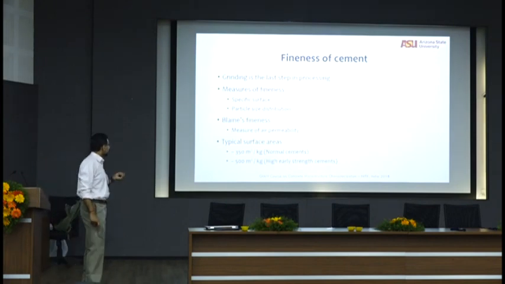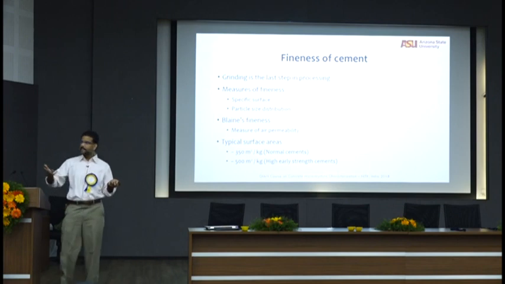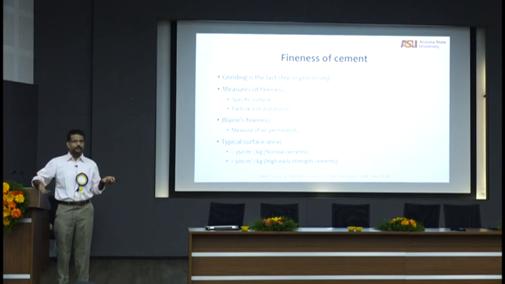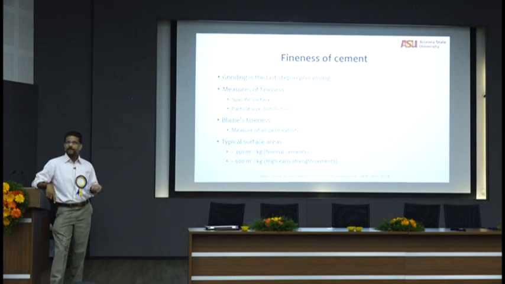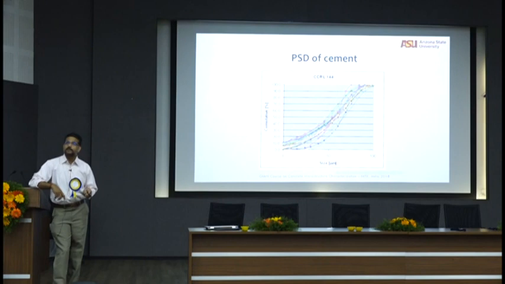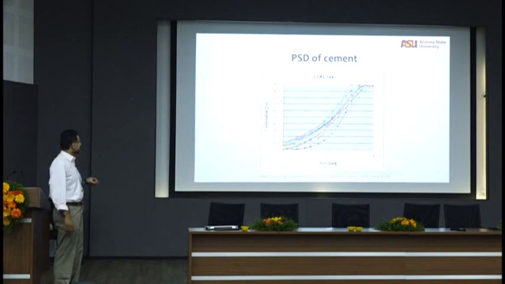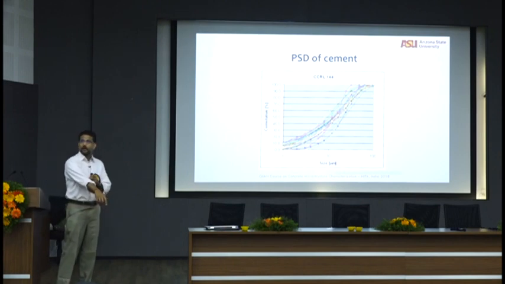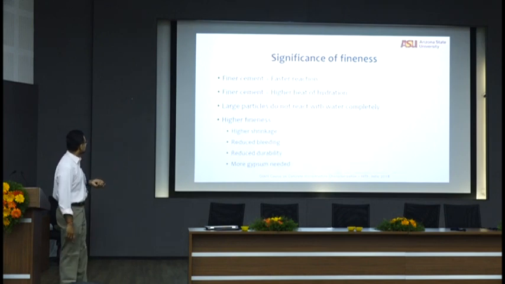Fineness, of course, you grind and you get fineness. Blaine's fineness is what you use most of the time. All the laboratories have Blaine's fineness. If you have a laser particle size analyzer, you can get some nice cumulative size distribution curves, which you would want for several applications. I think pretty much everybody has a size distribution analysis, because you want to know how fine and what kinds of particles you have in your cement.